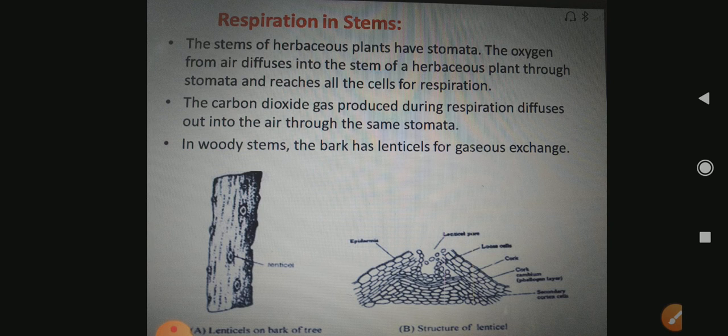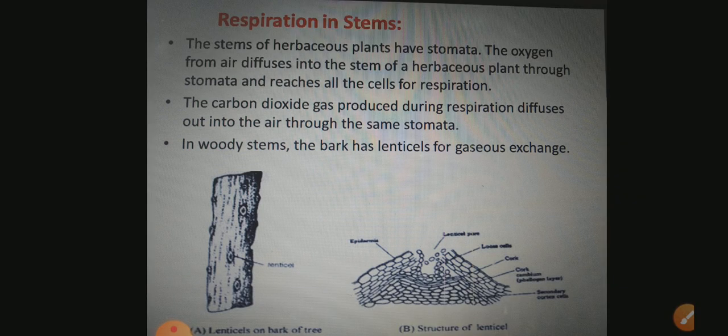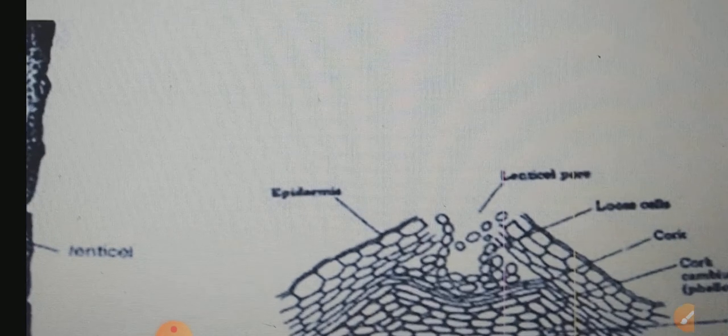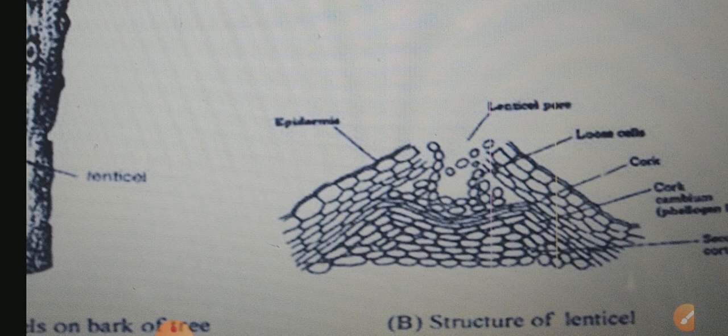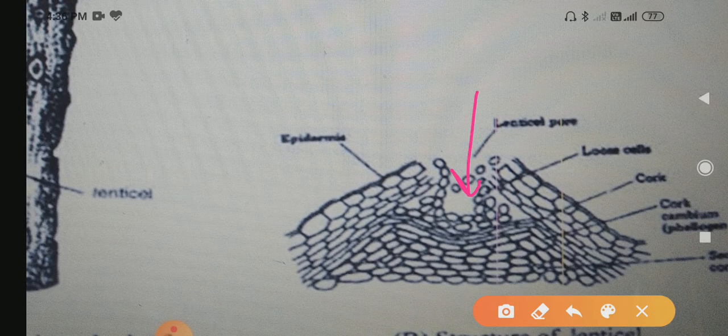In woody stems, if the plant is old and a woody stem is there, then you can see small structures. These holes are called lenticels. Now see this structure. In this you can see these are the dead cells of the bark, and in between these the spaces are there through which gas can move inside, or we can say gas can diffuse inside to the internal cells.